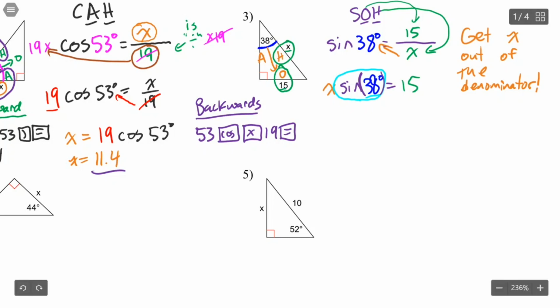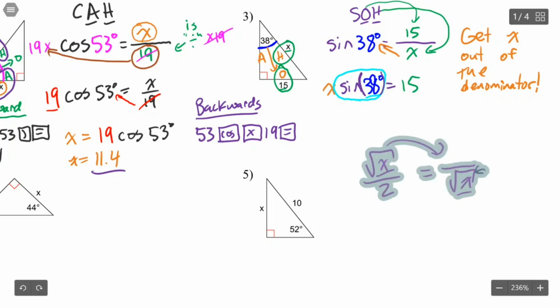It's kind of like having a square root x. If you subtract a square root x and you bring it to the other side, you move the whole square root x to the other side where it becomes positive. If you have square root x in your numerator, let's say it's over 2, and you bring it to the other side, it should end up underneath, because the opposite of multiplication is division. But you notice the square root always goes with it. The exact same thing happens here with our sine of 38.